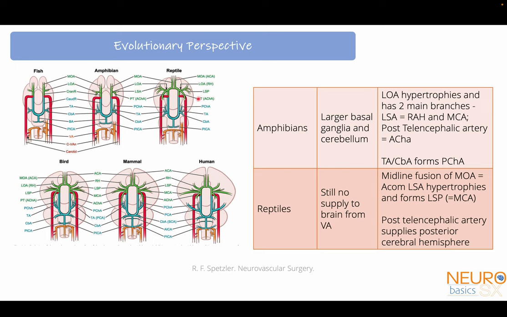As we go on to reptiles, there's still no supply from the vertebral artery, and the entire brain is supplied only by the ICA itself. So here you have further resemblance towards the human vascular system. The medial olfactory arteries fuse together and form an ACOM-like structure. The lateral striate artery further hypertrophies and forms a structure known as the lateral striate perforatus, which is basically a primitive MCA. And the posterior telencephalic artery supplies the predominant area of the posterior cerebral hemisphere.